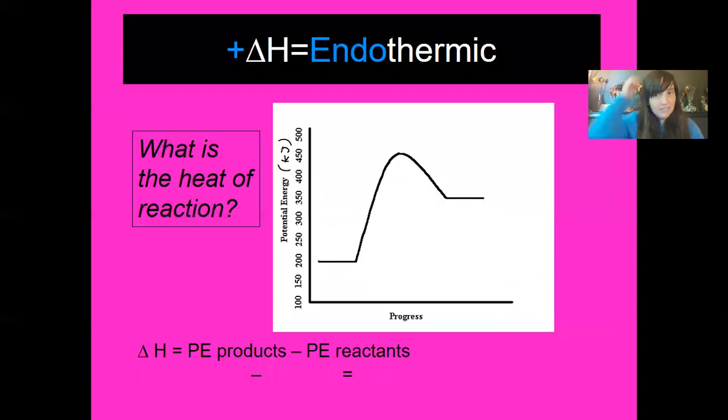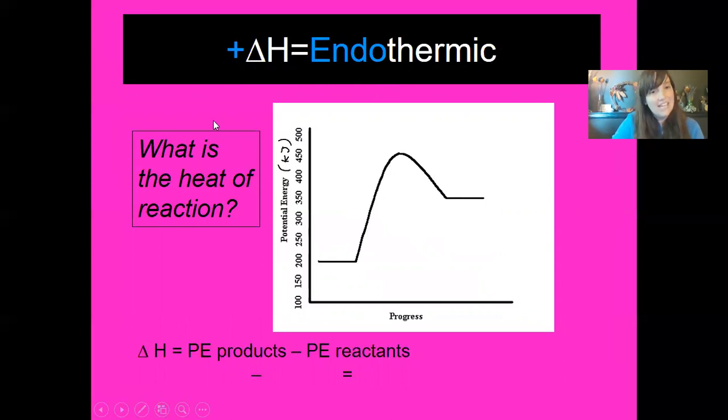Okay, so let's take a look at what the enthalpy diagram, or the potential energy diagram, would look like for an endothermic reaction versus an exothermic one. For an endothermic reaction, energy in, delta H is positive, meaning you end up with more energy in the products than you started with in the reactants. So in this case, this shows an endothermic reaction.